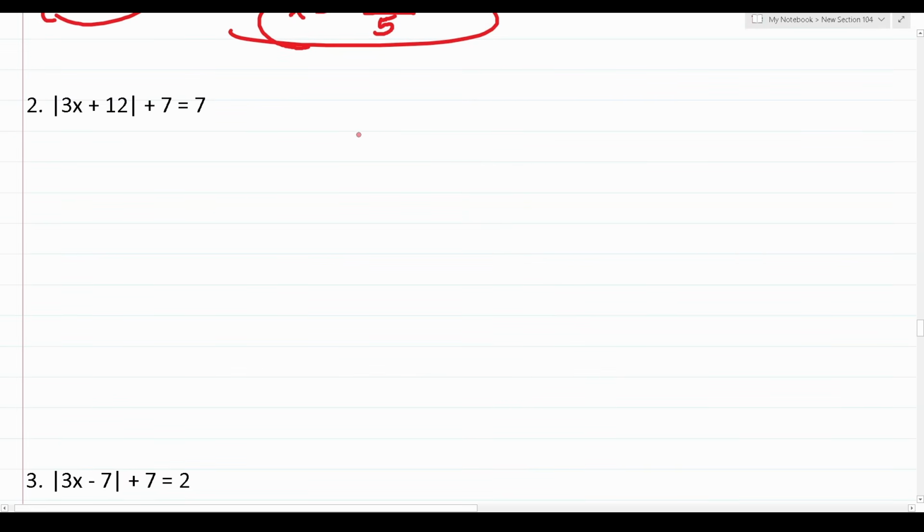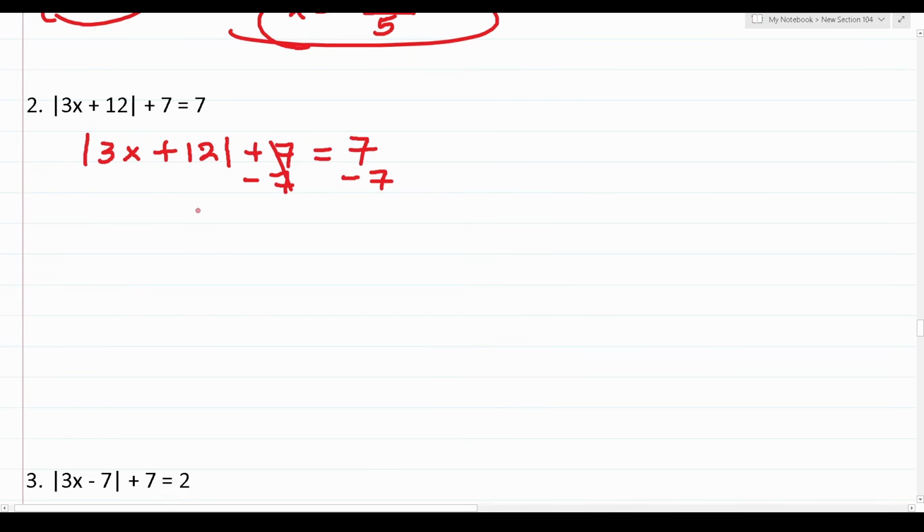Let's take a look at number 2 now. We have the absolute value of 3x plus 12, plus 7 equals 7. And as I mentioned just a few minutes ago, before we can make any determination as to how many solutions this absolute value equation has, we first have to isolate our absolute value. So first things first, we want to subtract 7 from both sides.